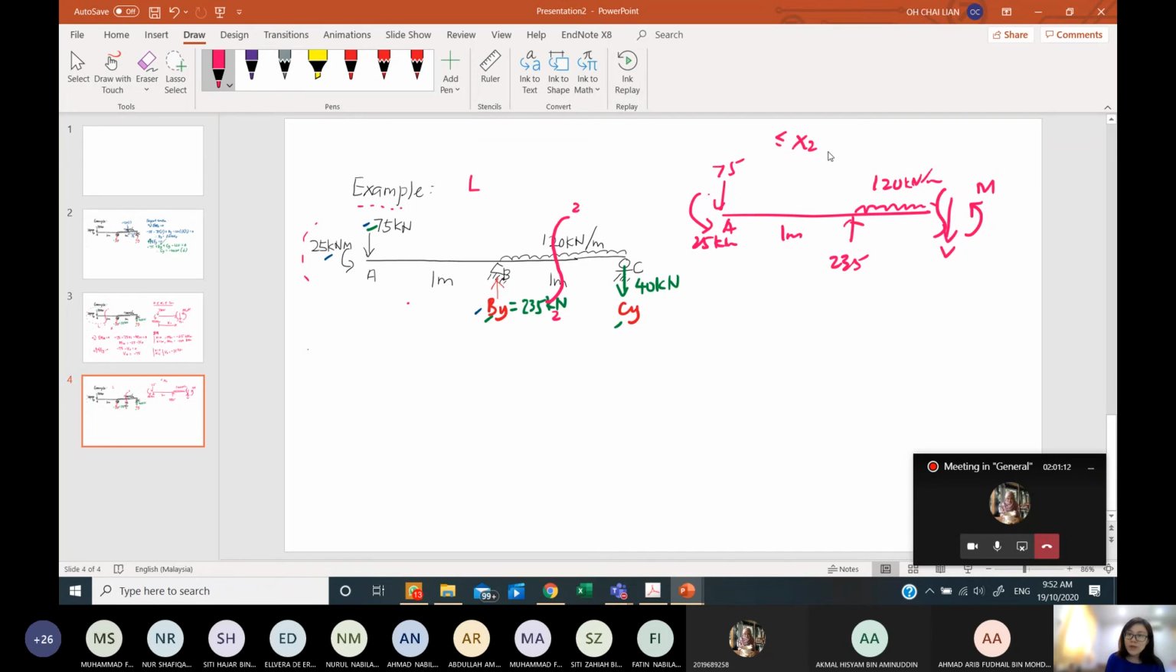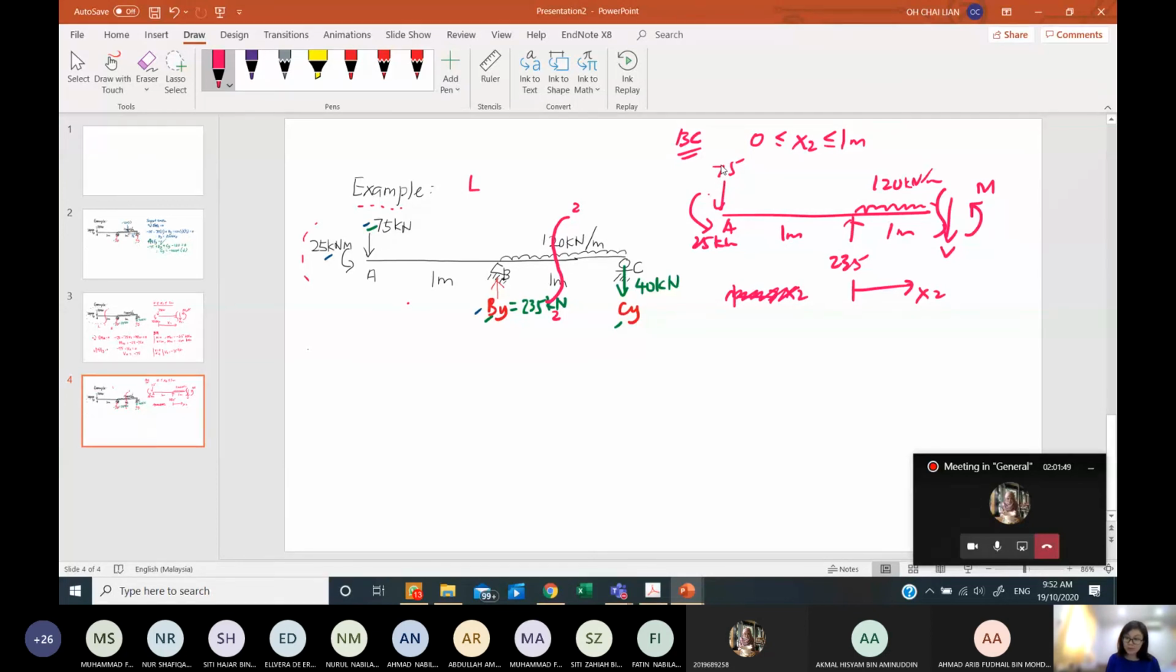x2 is from where to where? You can start your x2 from here, there is no problem. So in this case, I would like to show you when your x2 starts from here. This means that x2 is from 0 to 1 meter only, because you are talking about this section BC. Now you are looking at section BC, the cut section for member BC.